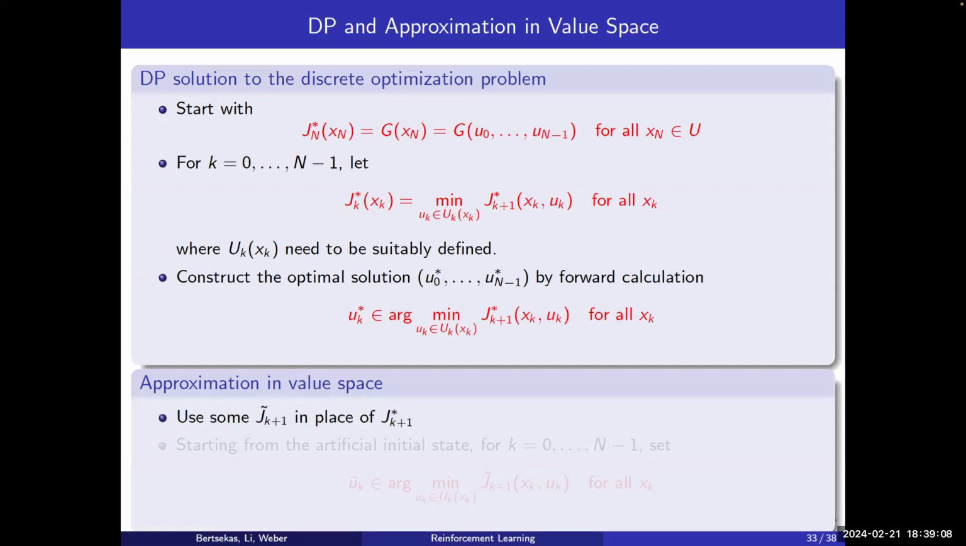So what happens in reality is, if we want to solve it using approximation in value space, we use some cost approximation, J tilde k+1, in place of J star, and perform this forward calculation by starting from the artificial state, setting the respective component to be u tilde k at stage k by minimizing over this expression, where this J tilde k+1 is something we construct or define, or even calculate in real time.